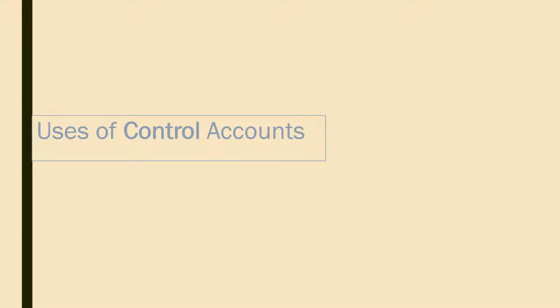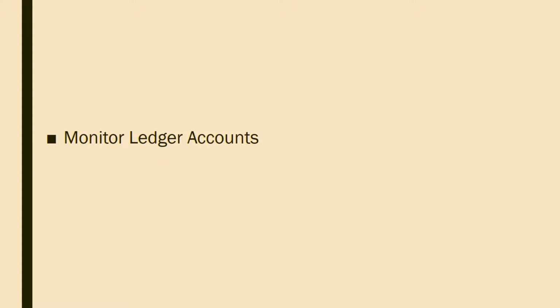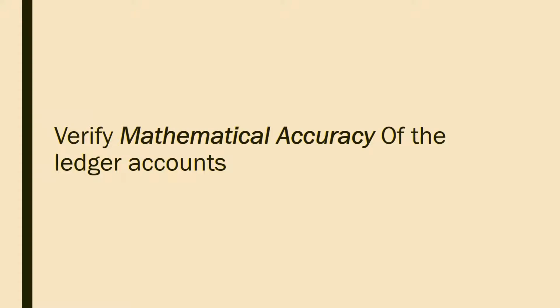Uses of control accounts. So they are used to monitor ledger accounts, like we mentioned earlier in the illustration. So what do we mean by they are used to monitor ledger accounts? We mean they are used to verify mathematical accuracy of the ledger accounts. So one may wonder, what do we mean by verify mathematical accuracy of the ledger accounts? Mathematical accuracy, we're checking if the entries in the ledger accounts have been correctly summed up or calculated.